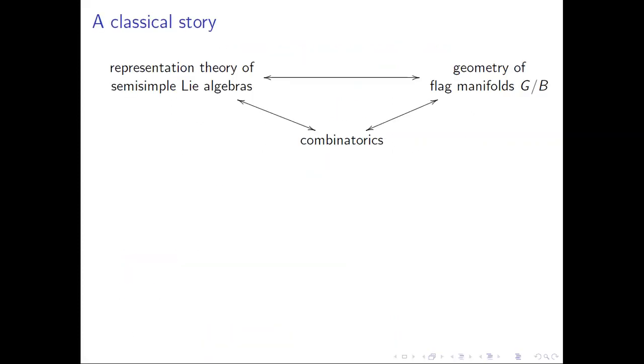Okay, so I'll start with the classical story, which is the basis for my talk. There is a close connection between representation theory of semisimple algebras and geometry of flag manifolds G mod B. So G is a complex semisimple Lie group and B a Borel subgroup. And then there is related combinatorics. So there are combinatorial models which apply to both areas because of this close connection. So this is very classical, and I'll say a little bit more about it.